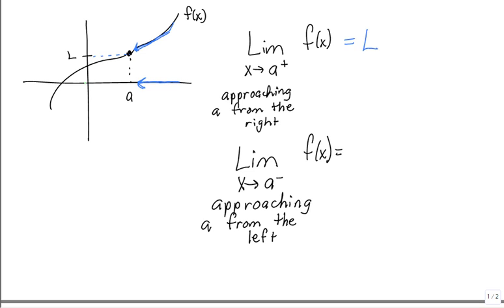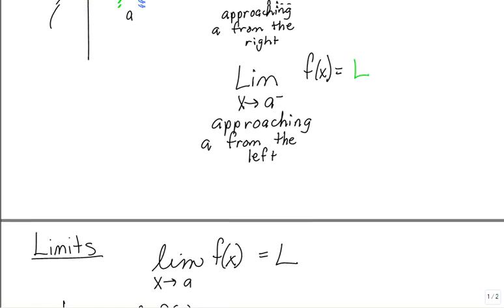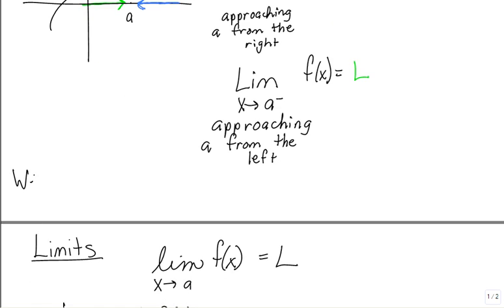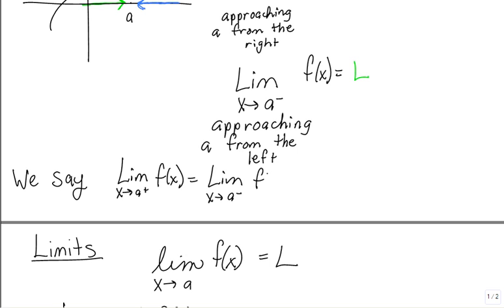Okay, so this time you're coming in to A. You're on the x-axis. X is approaching A. Your y value, as you follow the curve, is approaching L also. So we say that the limit as x approaches A from the right, and that's the same as the limit as x approaches A from the left, then we know that the limit exists.